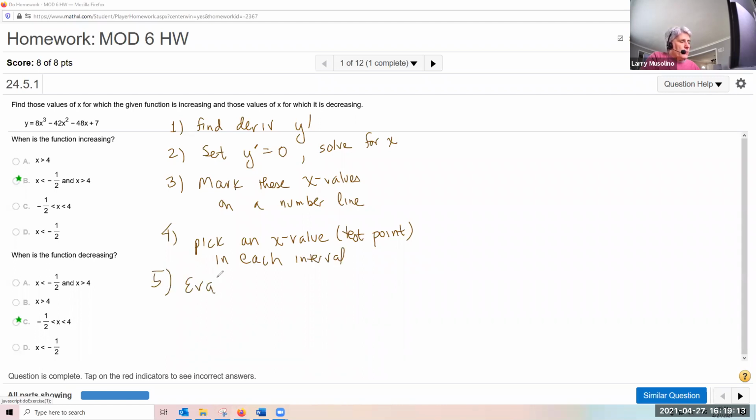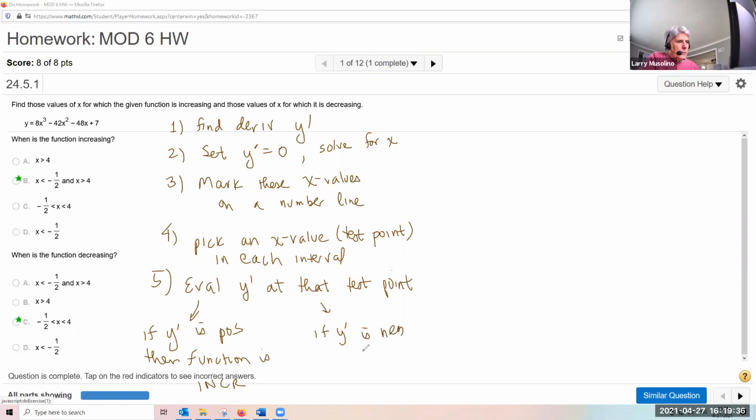Evaluate the first derivative at that test point. If the first derivative is positive, then the function is increasing. But if the first derivative is negative, then the function is decreasing.